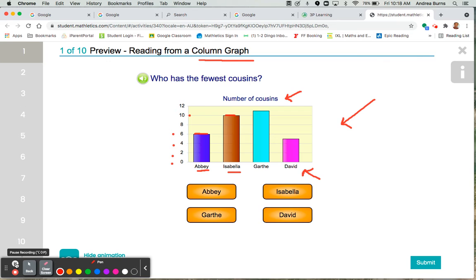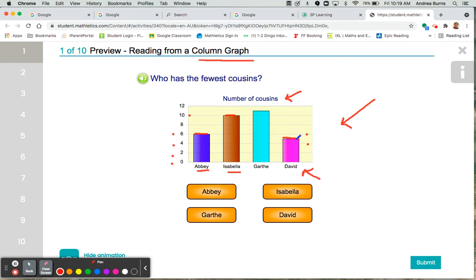So to answer this question, if we wanted to answer who has the fewest cousins, we would say something like, well, David has the pink bar, and his column rather, I'm sorry, it's not a bar, it's a column because it's up and down. David's pink column is an interesting one actually. You can see it doesn't go to this line, which is 6, and it doesn't go to this line, which is 4. It actually goes directly in between.